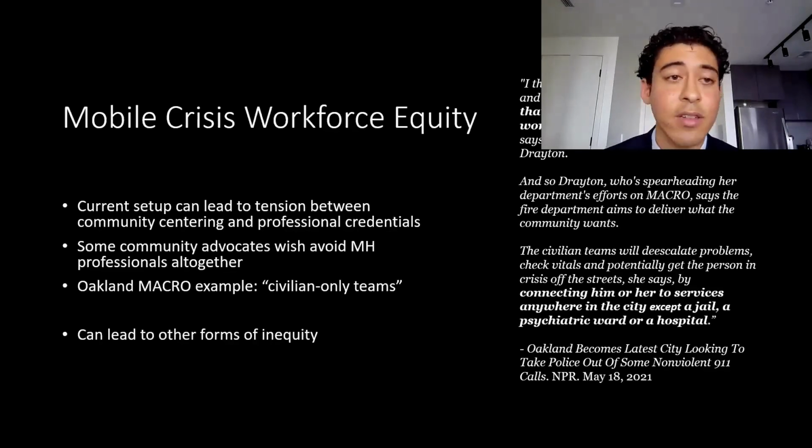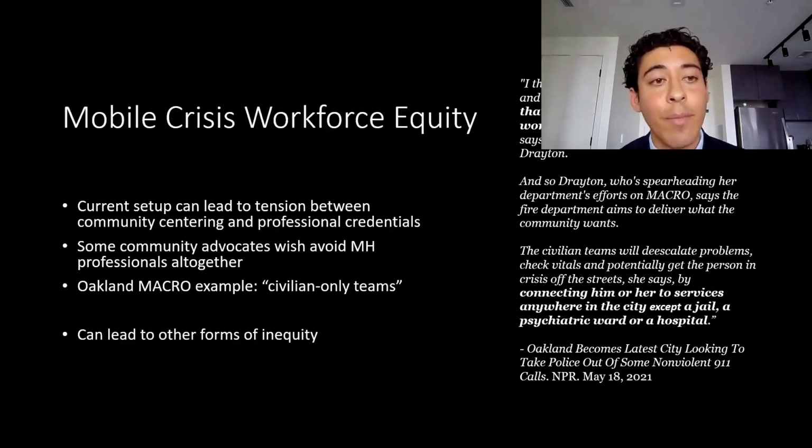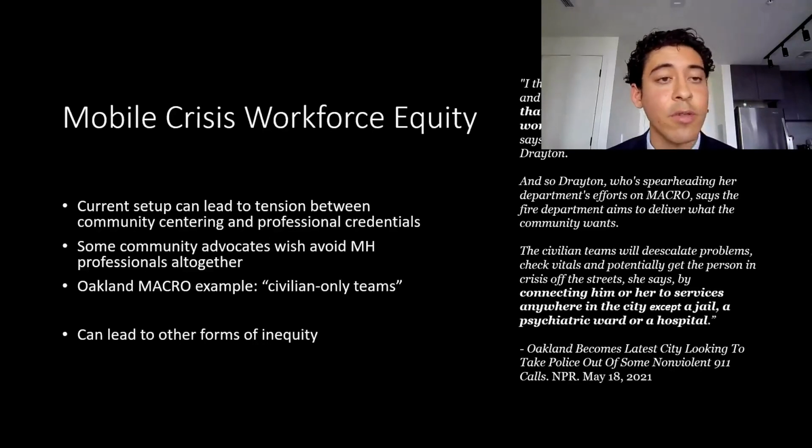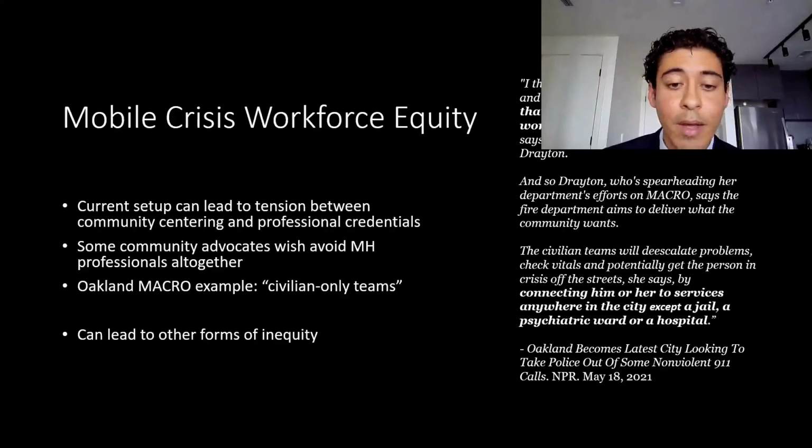And so this led to an example like a pilot program in Oakland where the community wished to avoid mental health professionals and treatment altogether, including hospitals and psych wards. And so this can lead to other forms of inequity where it's harder to access treatment and perhaps some of the folks who are most in need aren't able to access the training and skills of psychiatrists, therapists, et cetera. But part of it has arisen out of this sort of false dichotomy between community centering and professional credentials.